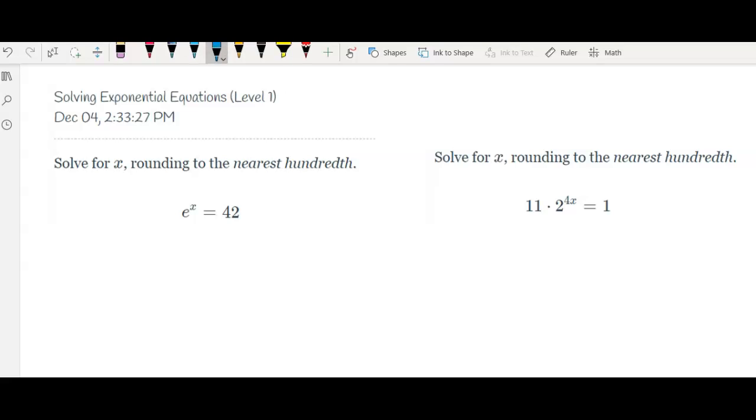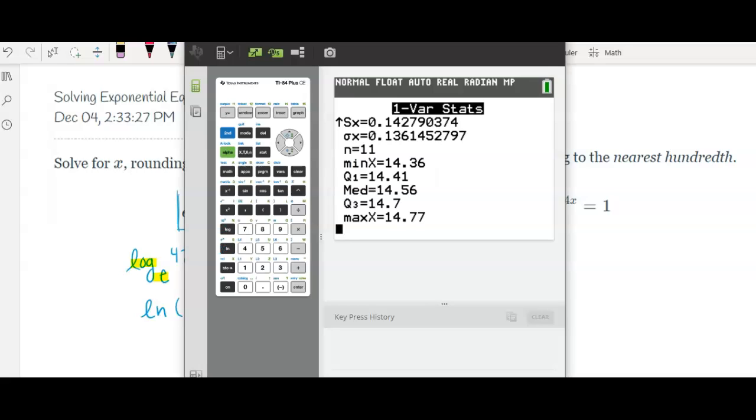Solving exponential equations level 1, this was in our notes. Anytime x is in the exponent, to get it out of there we have to switch it to log form. So I'm going to have log base e of 42 equals x. And remember, when we have log base e, that's equal to ln. So this is going to be ln of 42 equals x.